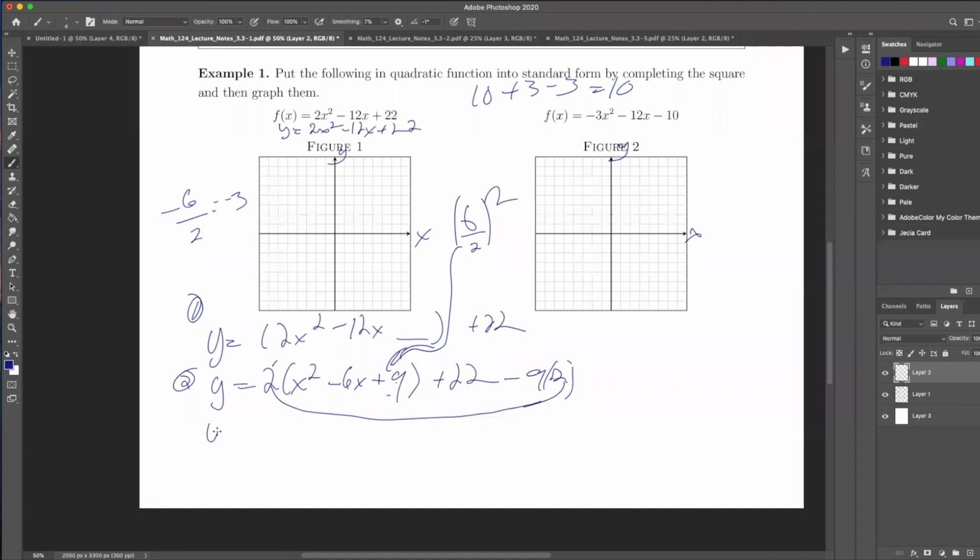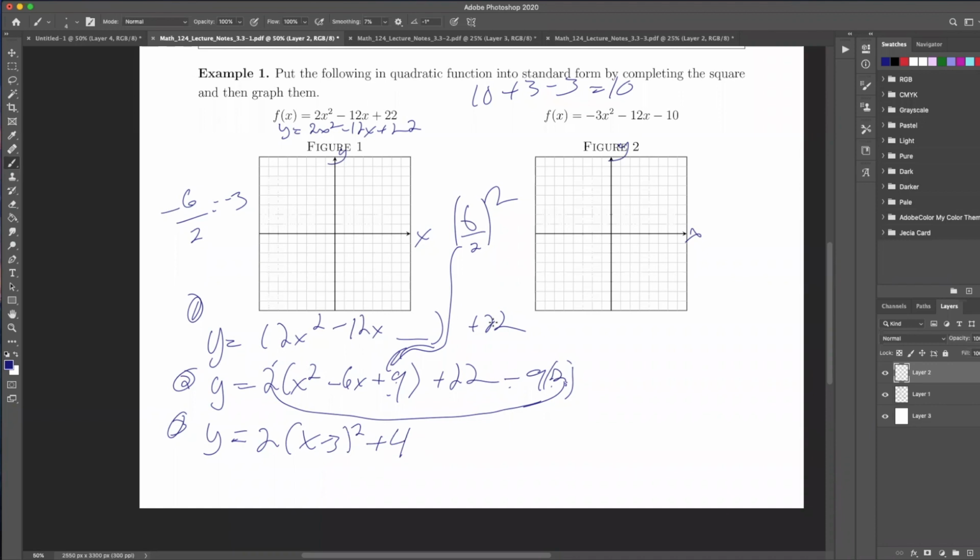And so let me just rewrite this a little bit cleaner. So I'll have 2 times the perfect square of (x minus 3) squared. 22 minus 18 will give us plus 4. And so here I've written it in standard form.